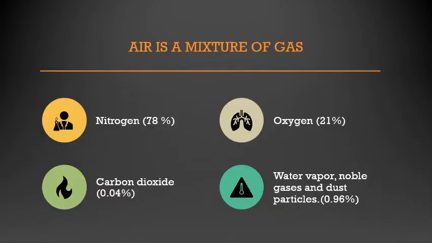Now, what are the different gases that are present in the air? Nitrogen is present in 78%. Oxygen is present in 21%. Carbon dioxide is 0.04%. And water vapor, noble gases, and dust particles are present in 0.96% of the air. Air is not just made up of one gas, it is made up of different gases.